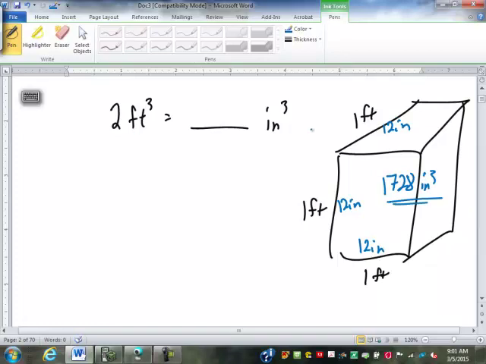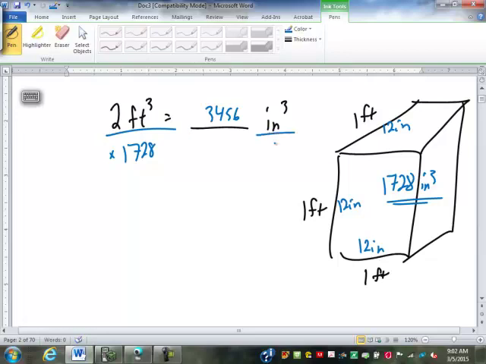So now here, the units are getting smaller, so the number has to get bigger, so we're going to multiply by 1728. So this is 3,456 cubic inches. Does that make sense? This is a very, very common mistake that I'll see made. I'll see it made on the quiz when you guys come back from break. We will review this a little bit when you get back.